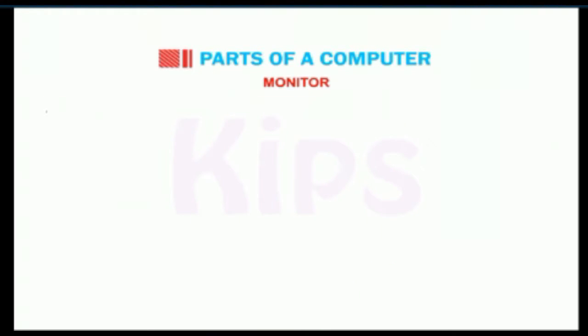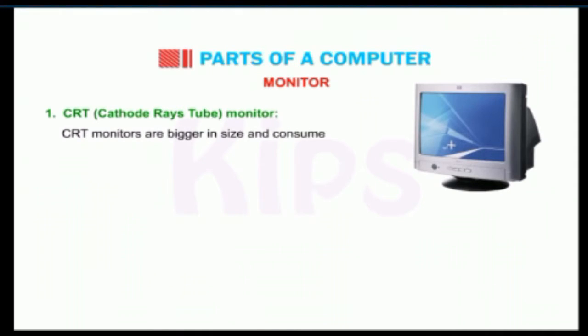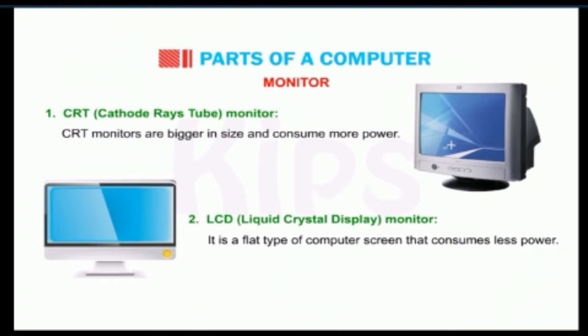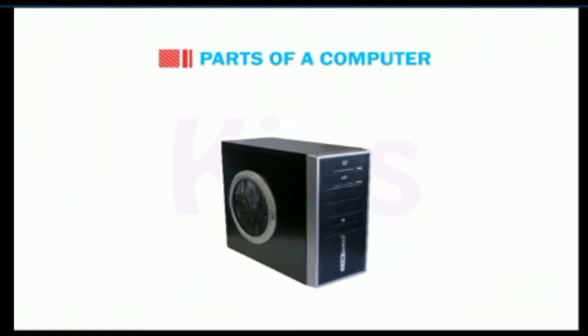There are three types of monitors: CRT, that is cathode ray tube monitor. CRT monitors are bigger in size and consume more power. LCD, liquid crystal display monitor. It is a flat type of computer screen that consumes less power. It is in maximum use today. Okay, now let us learn about CPU, that is Central Processing Unit.